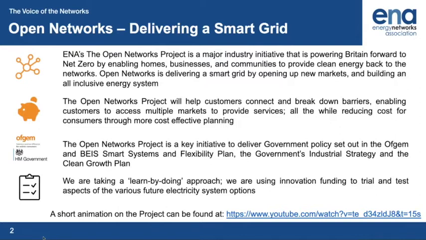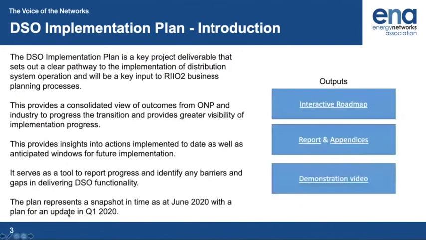The project is a key initiative to deliver government policy as set out in the Ofgem and BEIS Smart Systems and Flexibility Plan, the government's industrial strategy and the Clean Growth Plan. We're very much taking a learning by doing approach, so we're utilising innovation funding to trial and test aspects of the various future electricity system options. If you're interested in more, you can find a short animation on the project at the link on that slide. If we move to the next slide, Dan.